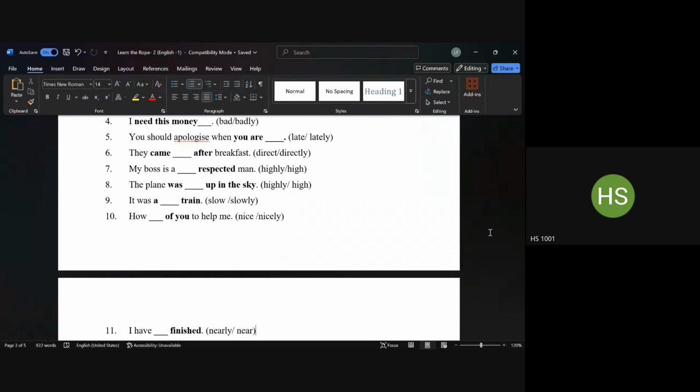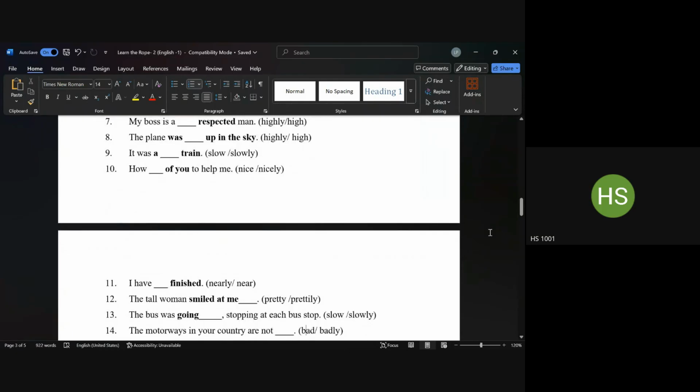Okay, seventh one. My boss is a dash respected man. Highly respected man. The plane was dash up in the sky. High up in the sky. Why not highly? Was high up in the sky. So this is a direct use of an adjective, right? High up in the sky. Where was it? High up in the sky. So it answers the descriptive question of where. Okay, that is adjective.